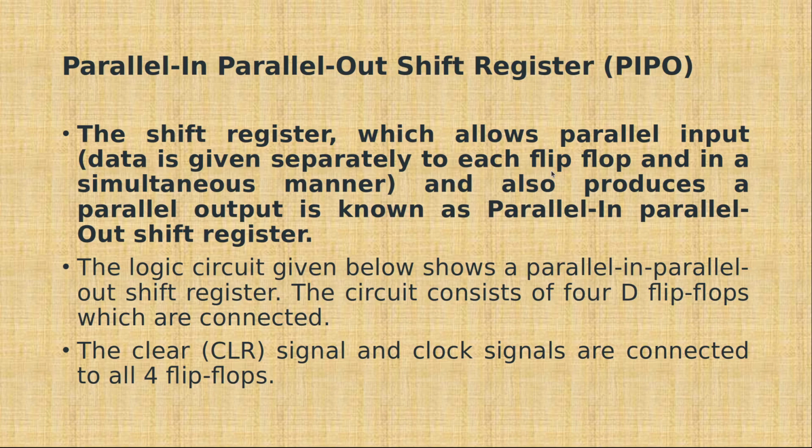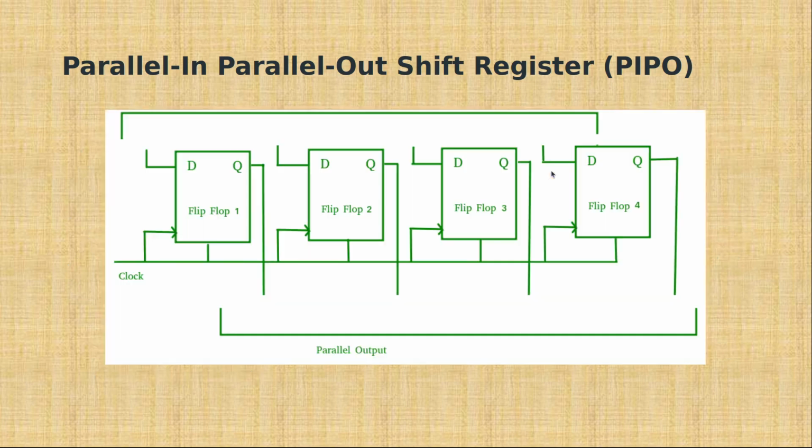Parallel in, parallel out means there are parallel inputs. Here this is the parallel input. Each and every flip flop has an individual input. The parallel output means we have a parallel output. Each and every flip flop has an individual output. The clock pulse is simultaneously applied to all, like the previous structure. Okay, so this is called a parallel in, parallel out.